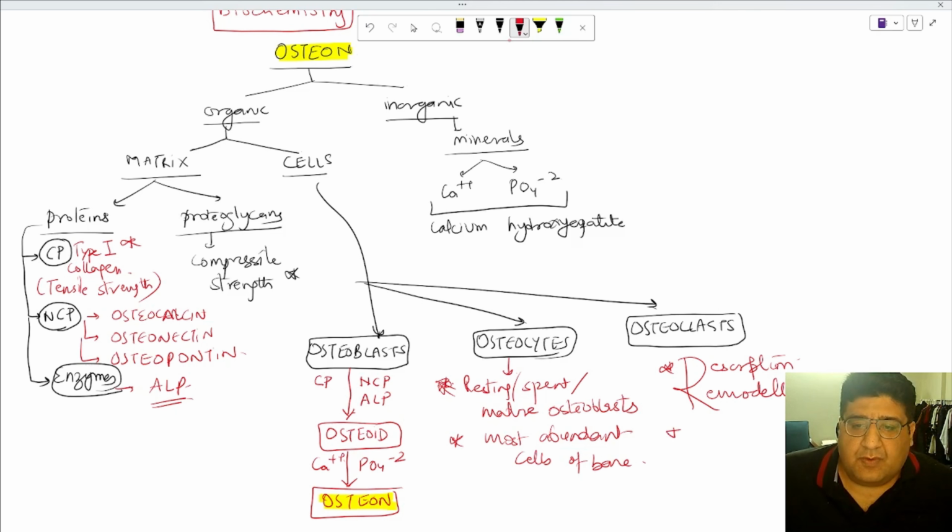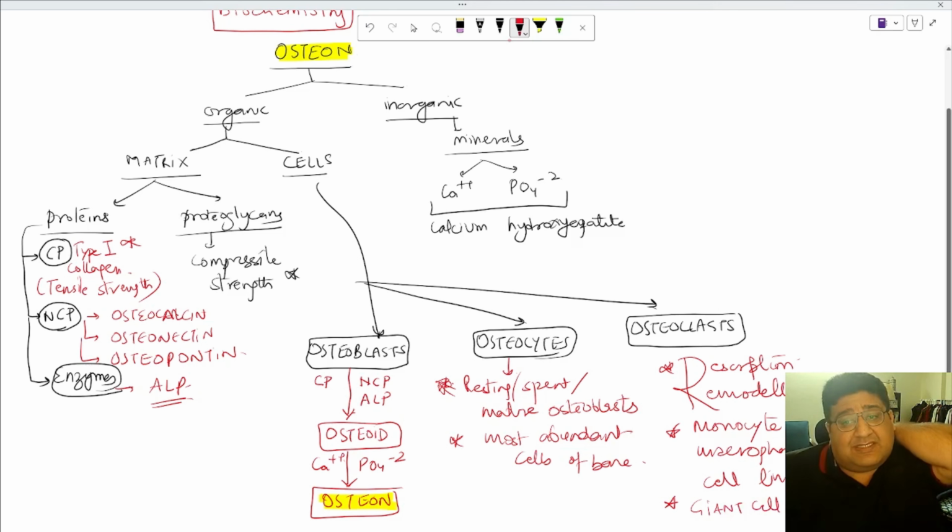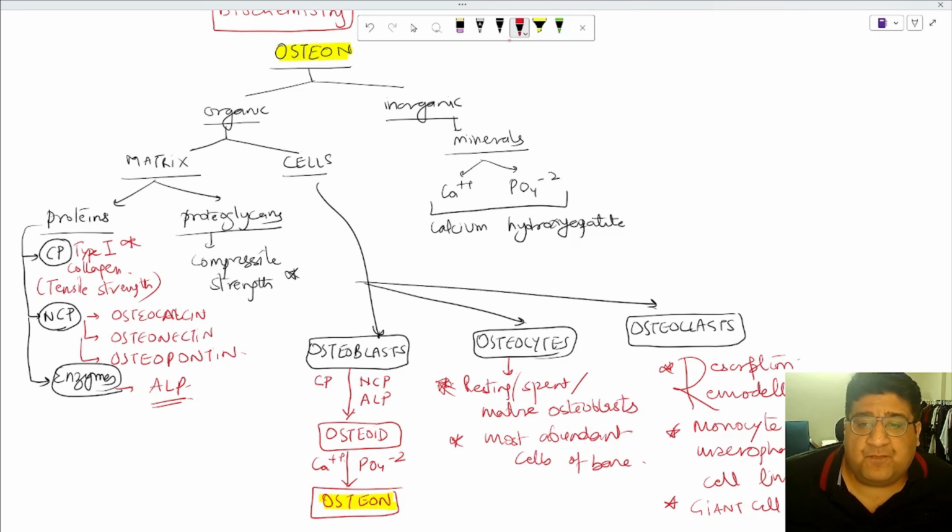Now, it belongs to monocyte macrophage cell lineage. This is important. Its relatives, its uncles, are the monocyte macrophage cell lineage. And they come from a family. I have told you the relatives, but let me tell you the family. They come from the giant cell family. And that is why giant cell tumor is also called osteoclastoma. Do remember that as well.